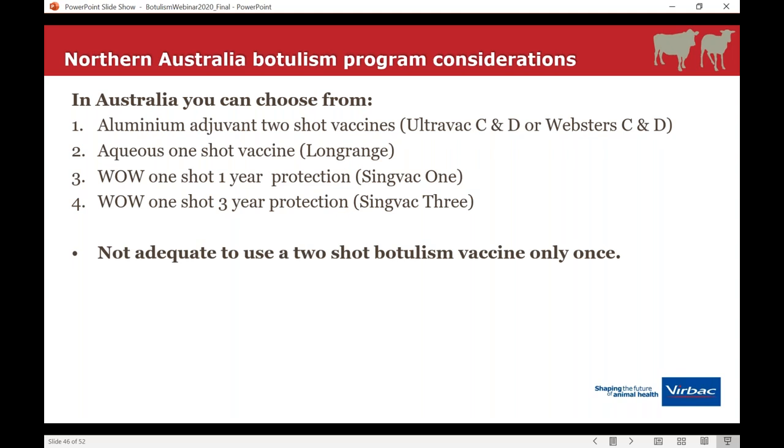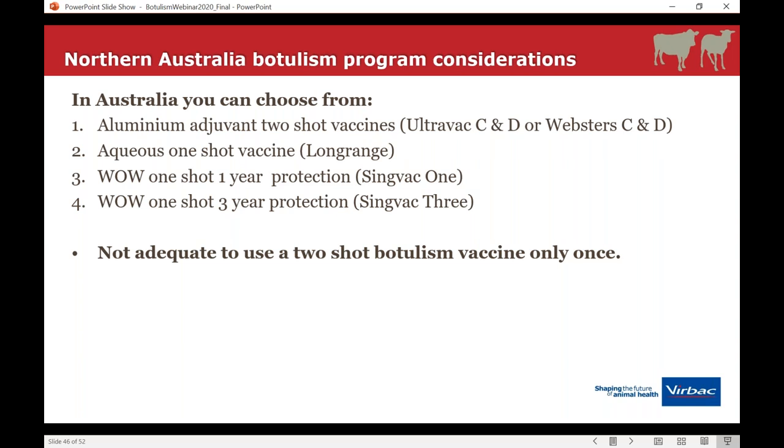First of all, it's important to emphasise it is never adequate to use number one type of vaccines, which are two-shot vaccines, just once. So this means in young animals, just giving them one of these and assuming that that will be adequate.